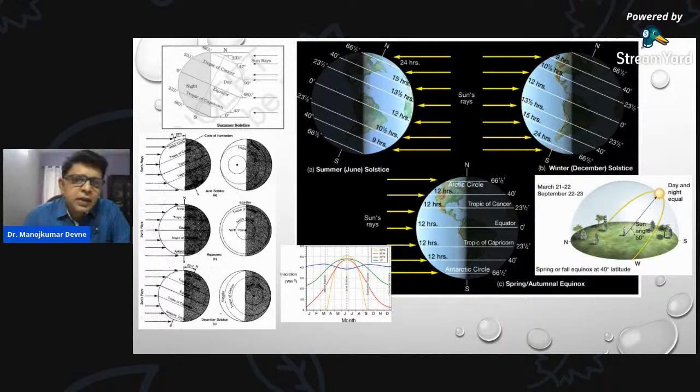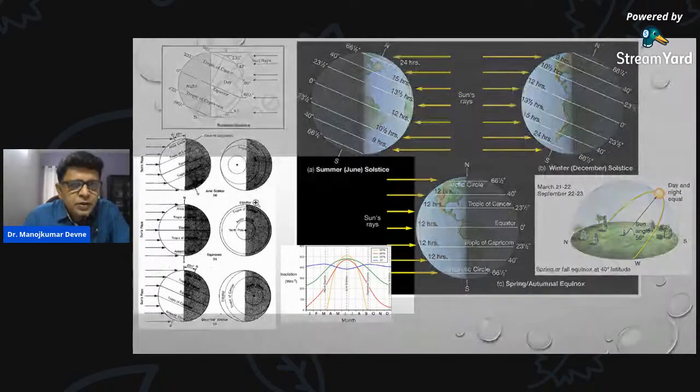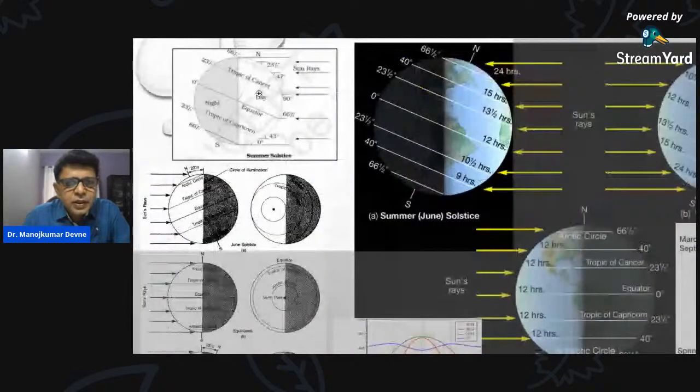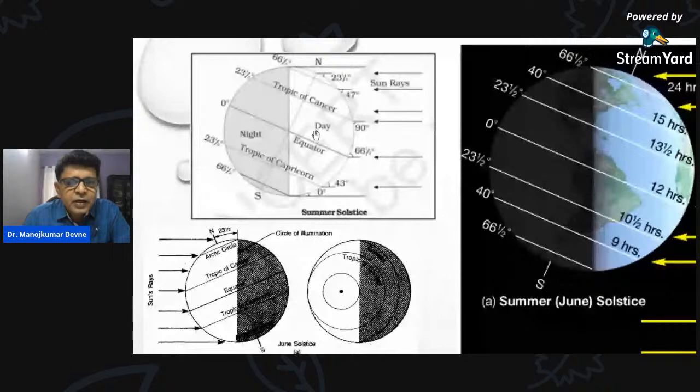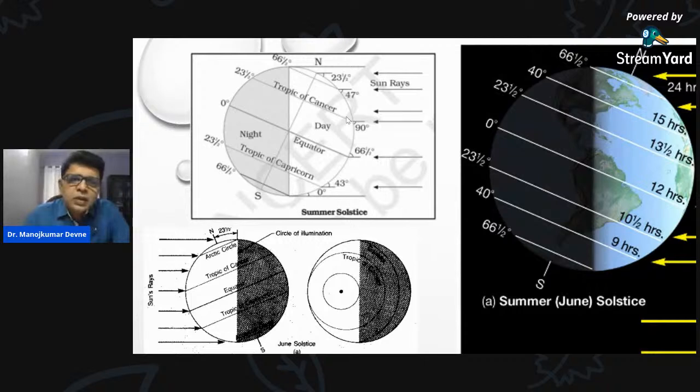The length of the days and the nights in the respective seasons is one thing. The angle of the sun's rays, I will just enlarge it so that we concentrate. You'll see the angles. And let me tell you, I did tell it last time also that these angles reverse when you have the respective summer and winter as far as the respective hemispheres is concerned.